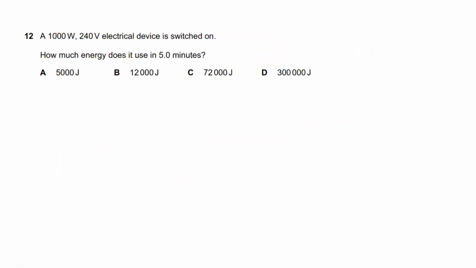Next question. It says a 1000 watt 240 volt electrical device is switched on. How much energy does it use in 5 minutes? So remember that energy is given as power consumed per unit time, and the units are watt hours, or simply joules, you can say.